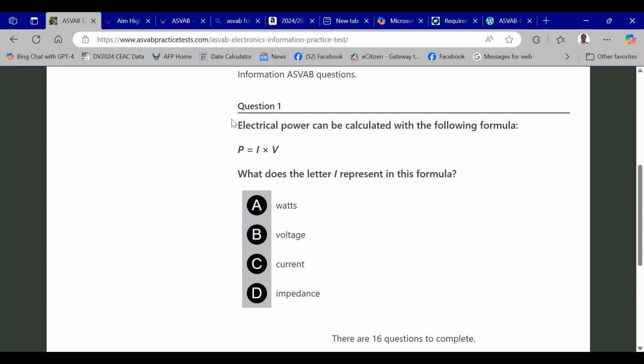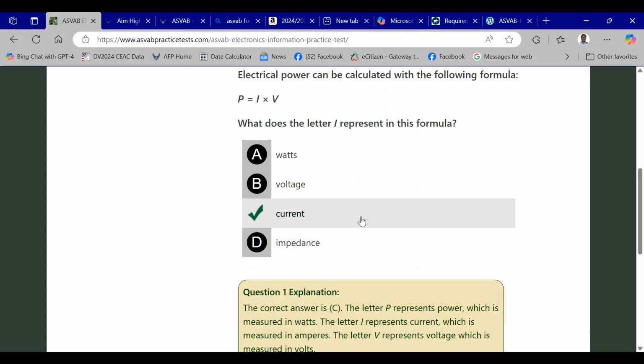There is this question. Electrical power can be calculated with the following formula: P, which is power, is equal to I times V. What does letter I represent in this formula? For me, it's current, which is correct.